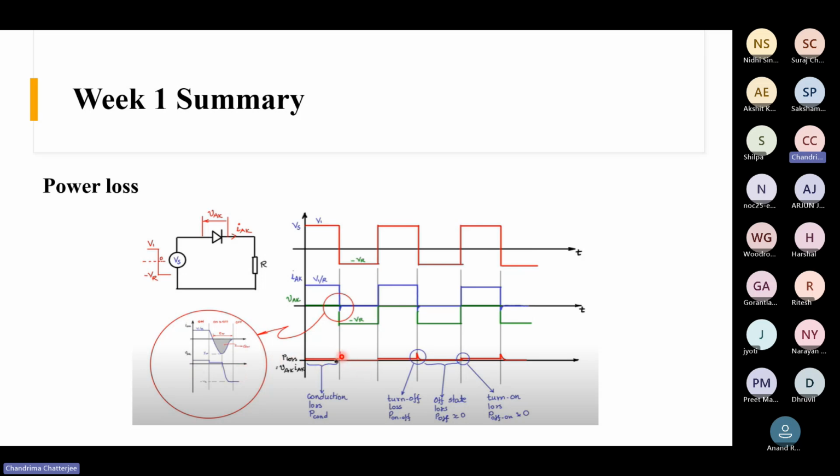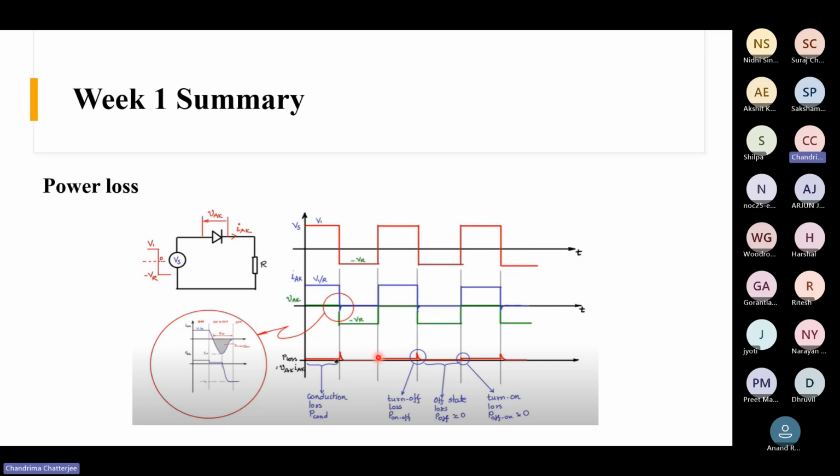So some power loss during this reverse recovery, then the power loss is zero. And again, during the conduction period, there is some power loss and this gets repeated. So one thing to note here: I talked about the transition from turn on to turn off, but I didn't talk about from turn off to turn on.